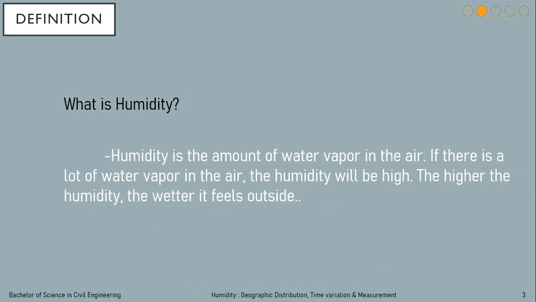If there is a lot of water vapor in the air, the humidity will be high. The higher the humidity, the wetter it feels outside. So, the higher the humidity, the greater the water vapor, and more rain we're likely to see. Humidity, therefore, is a very important part of the weather, governing how heavy a rain shower is or how comfortable it feels on a warm day.